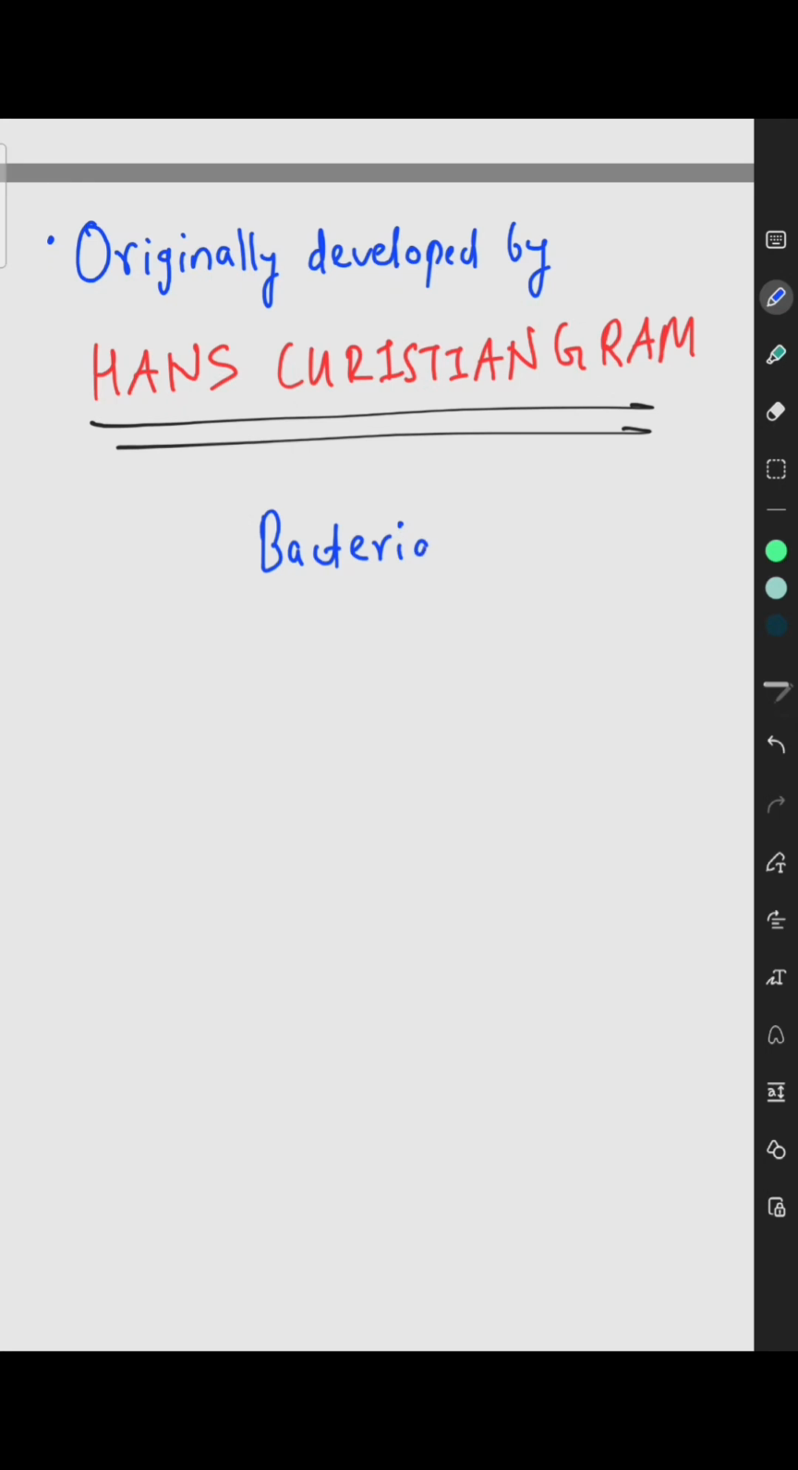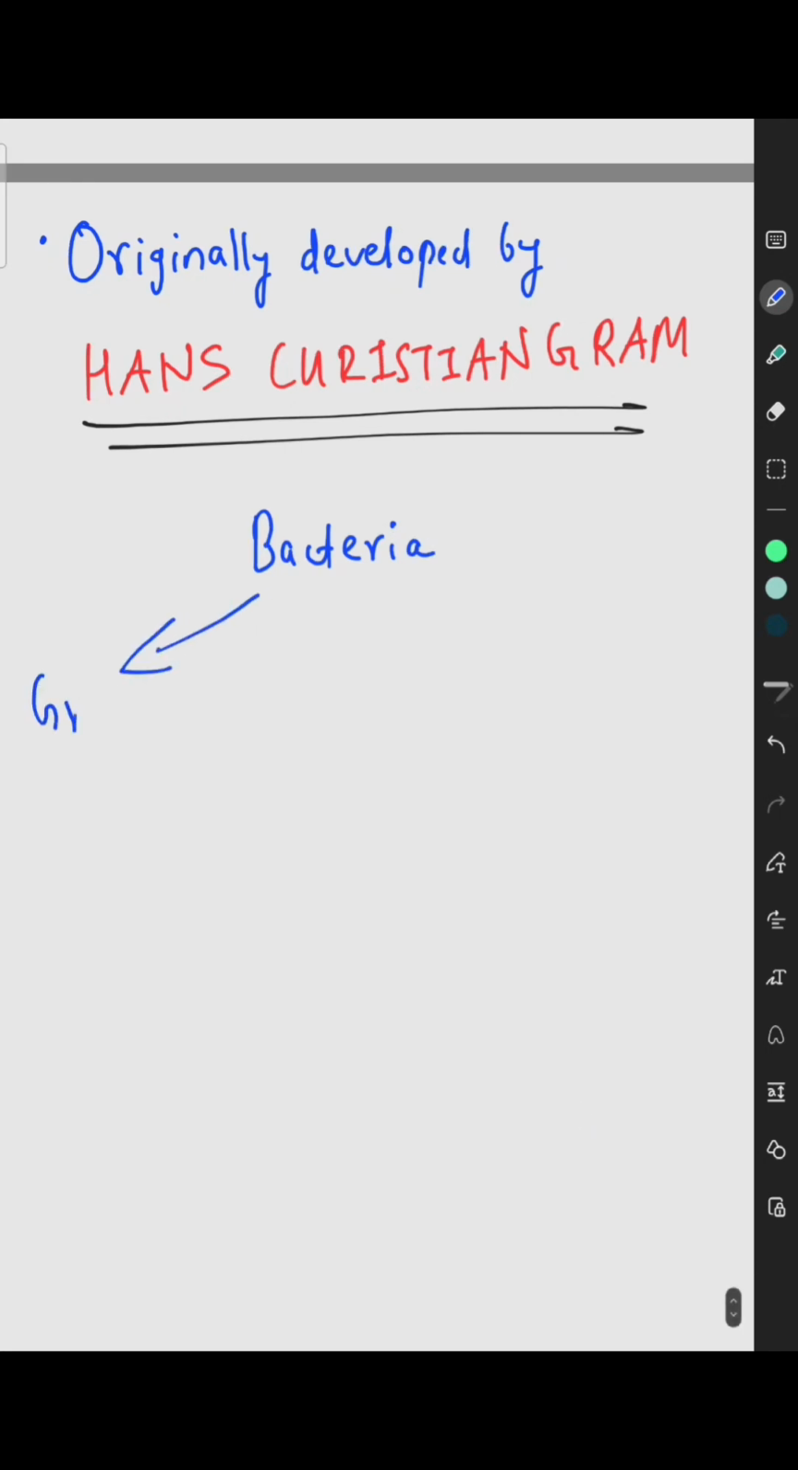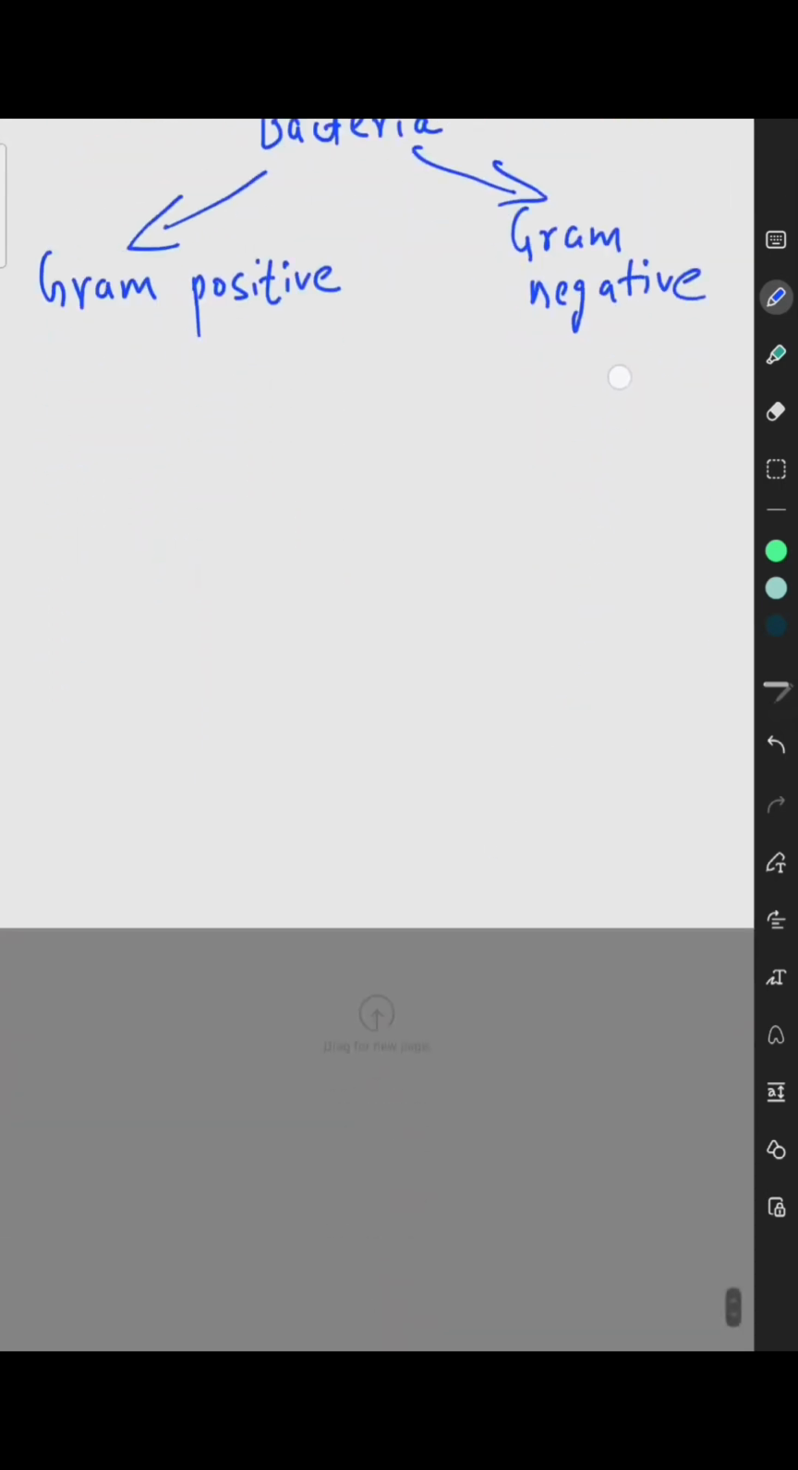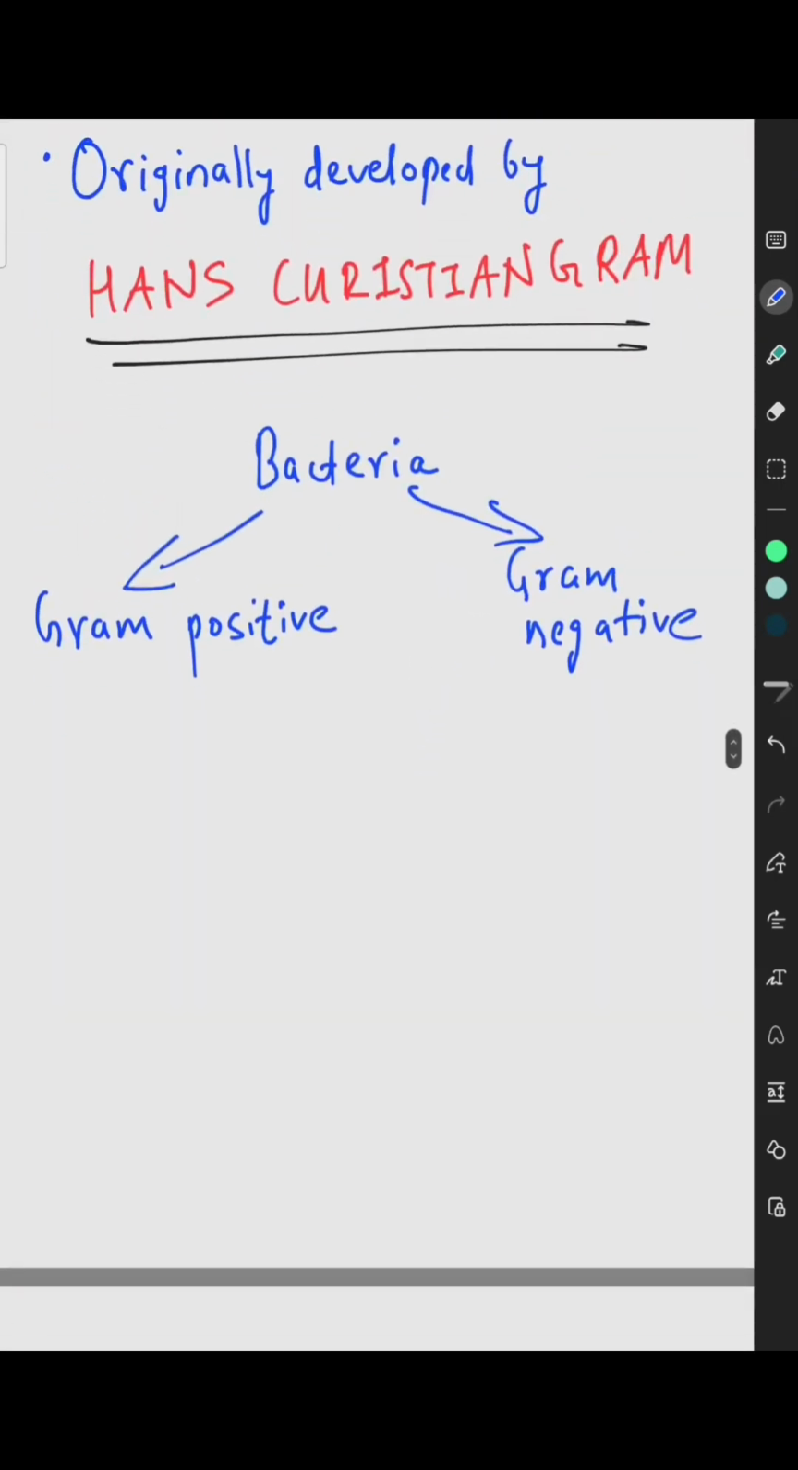So the bacteria can be divided into two types, gram positive bacteria and gram negative bacteria. Now the main difference in these two types of bacteria is their cell wall. So before we move further into understanding gram staining, let us first have a look at the cell wall.